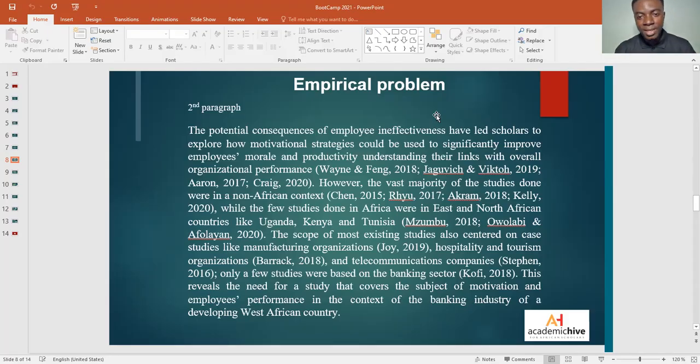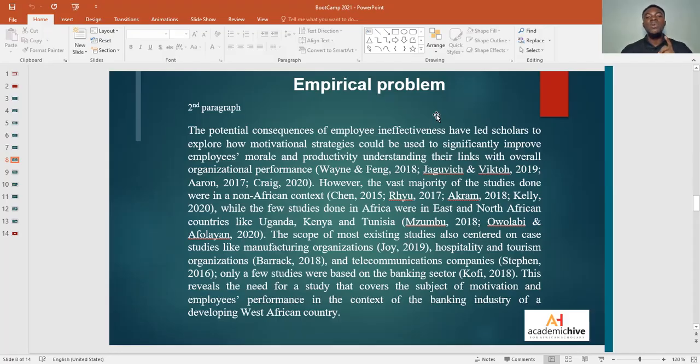Now, what you've successfully been able to do is to look at what people have done and then identify what they have not done, as in get out the gaps that have been left by existing studies, and now use those gaps as a rationale or a basis for conducting your study. Now, here's how I'm going to put it. This reveals the need for a study that covers the subjects of motivation and employees' performance in the context of the banking industry of a developing West African country. Your study is focused on the developing West African country, specifically in the banking industry.